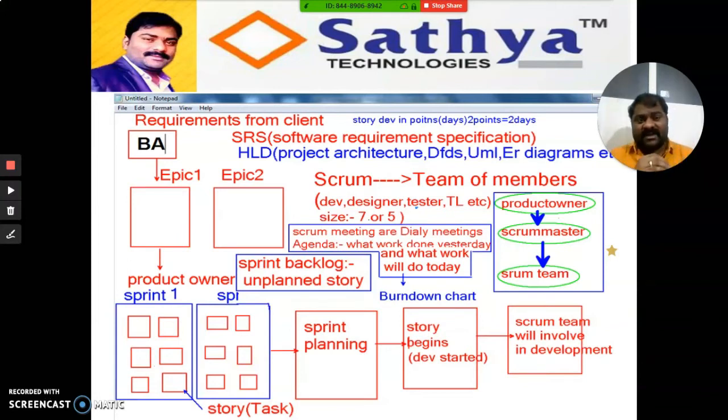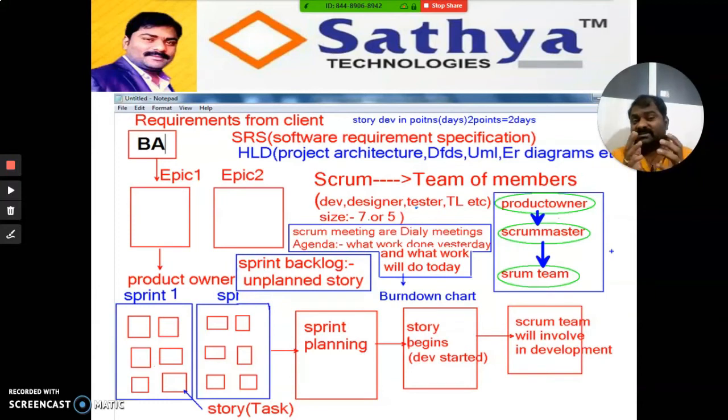Once one epic is ready, for example, if you want to construct a building, the construction of the building is divided into different phases. First is construction of the pillar, next construction of the slab, construction of the wall, construction of the floor. Now construction of the pillar is divided into multiple stories: dig the land, iron fixing, a lot of stories are there.